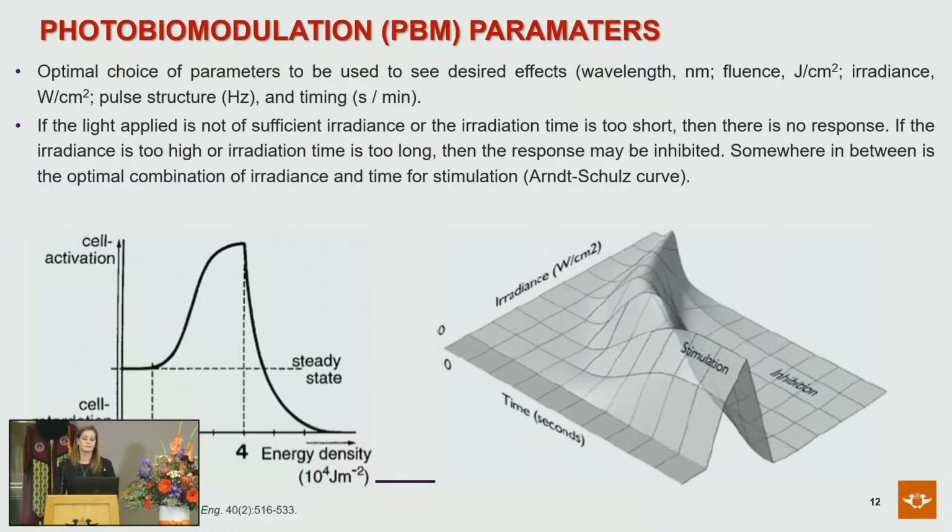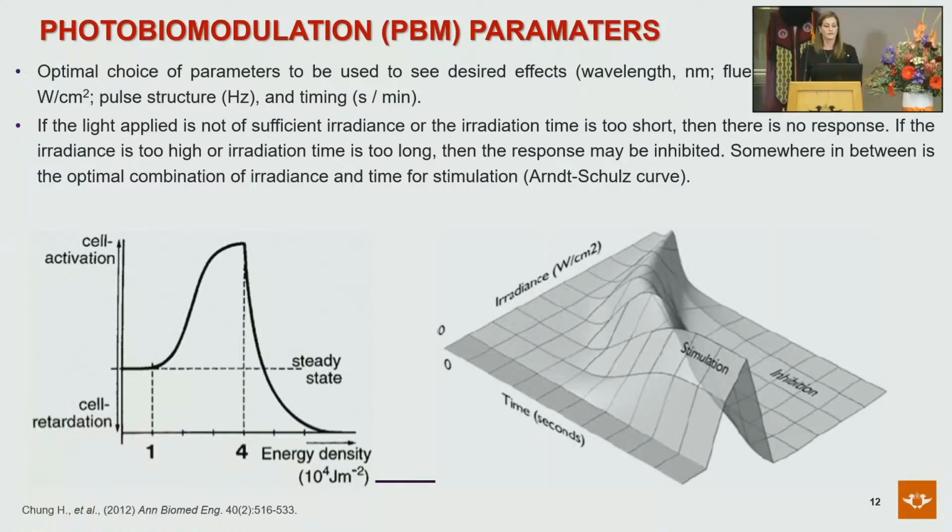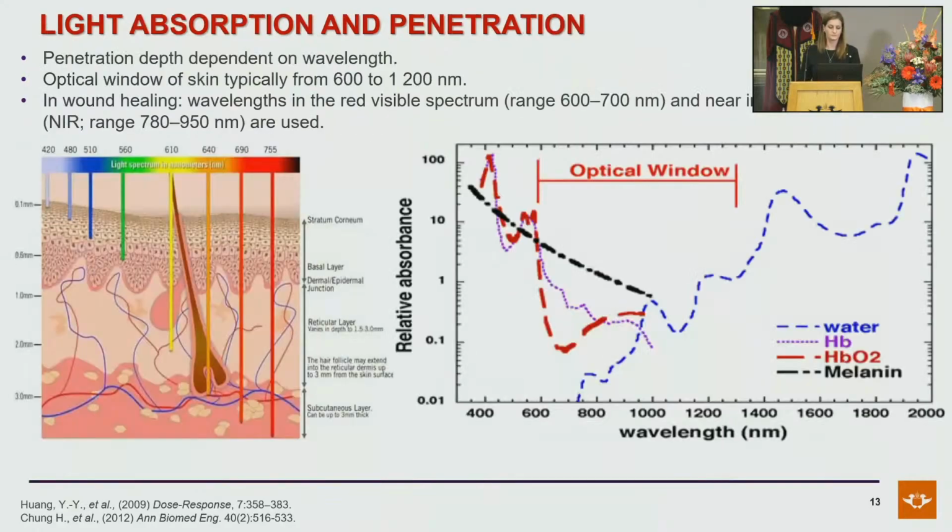In PBM, an optimal choice of parameters must be used to get the desired effects. These include things like the correct wavelength, the correct fluence or energy density, the correct irradiance or power density, pulse structure, and irradiation time. And it has been well established that if light is applied at insufficient irradiance, or the irradiation time is too short, then there is no response. If the irradiance is too high, or the irradiation time is too long, then you get inhibition. And somewhere in between is where you get stimulation.